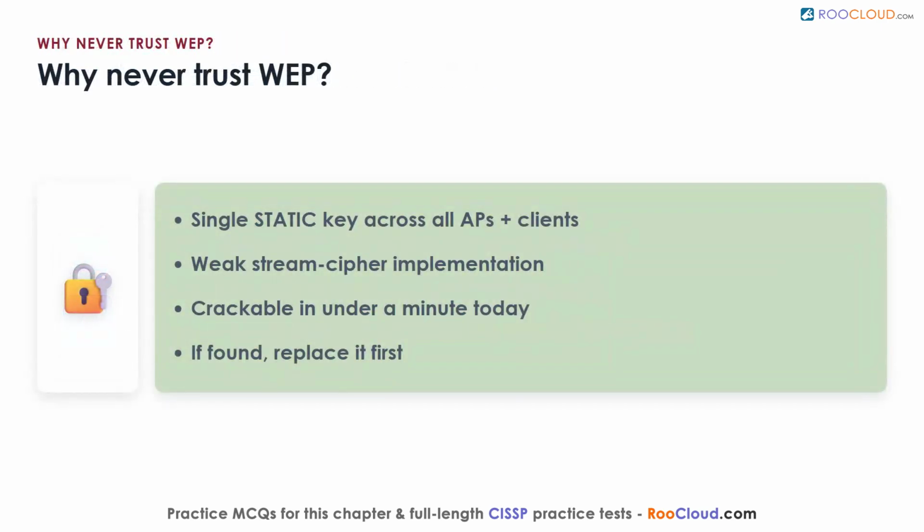Why should you never trust wired equivalent privacy? Because it was broken almost immediately and has stayed broken. This earliest encryption option leans on a single static key shared across every access point and client, feeding a stream cipher that was implemented poorly. That combination gutted its strength. Today, the encryption can be cracked in under a minute with free tools. Treat it as a museum piece, not a defense. If you ever find it running, replacing it should be your first move.